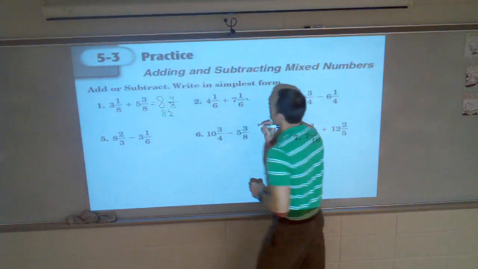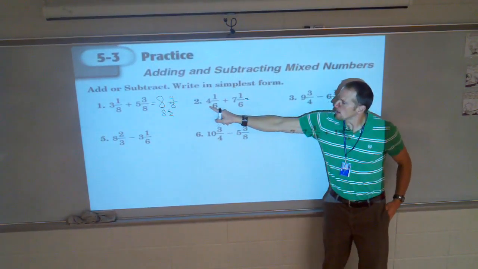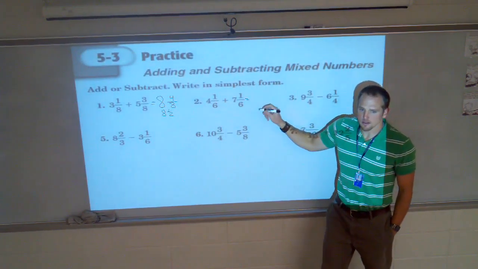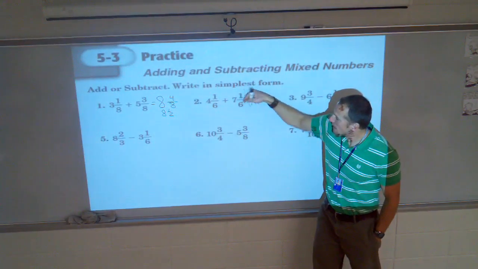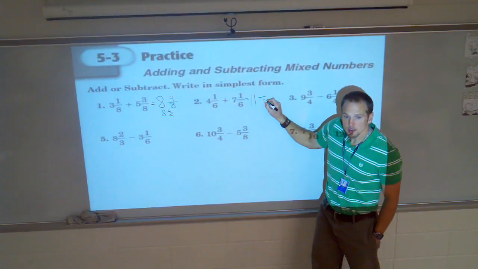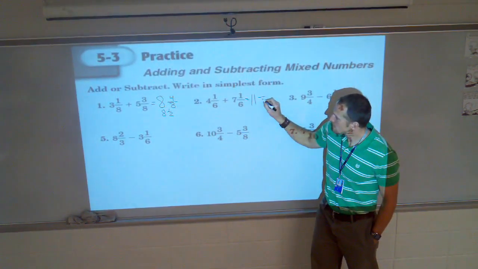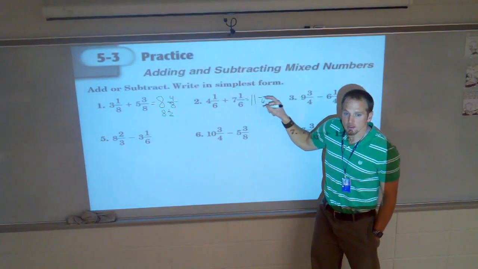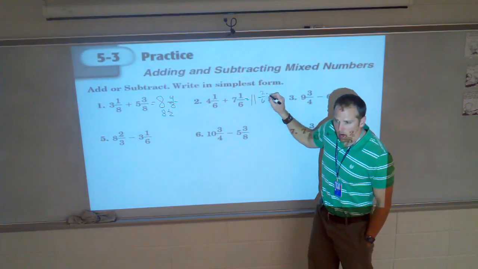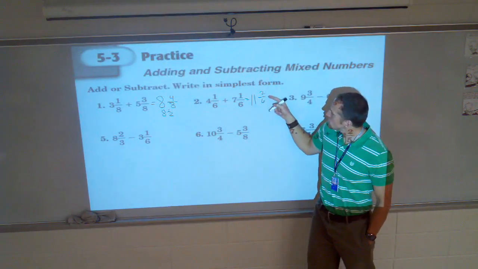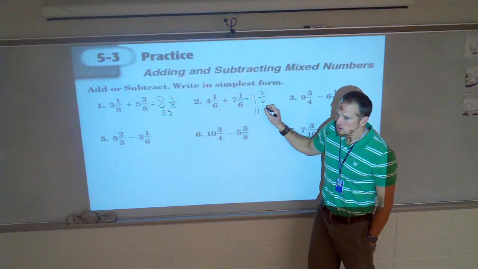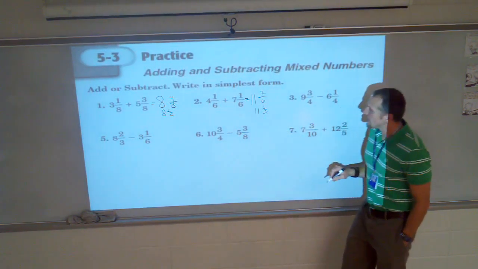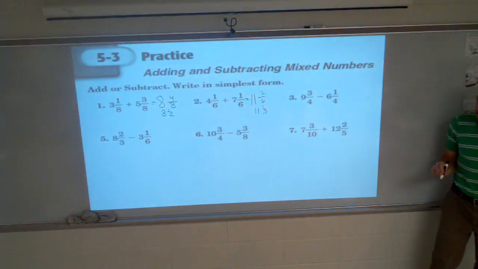Okay? Kenlin, 4 plus 7, 11. Bottom the same, 6. Just do the top, 2. All right, very good. And Amy, 2 over 6 reduces to 1/3. Very good. 11 and 1/3.